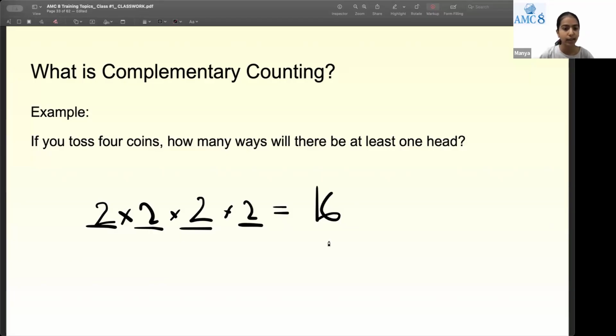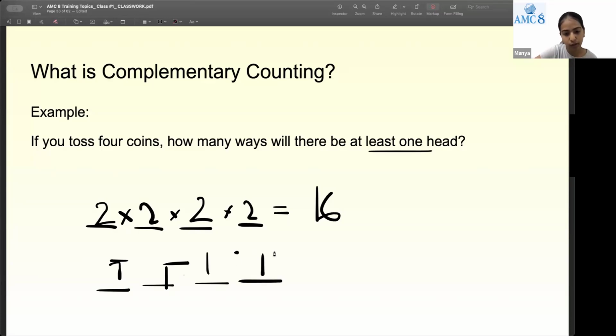But now they're asking us, how many ways will there be at least one head? So what's the opposite of having at least one head? By at least they mean that there can also be all of the heads, 3 of the heads, 2 of the heads, 1 of the heads. But what's the opposite of all of that? It's 0 heads. Meaning that has to be all tails. Tails, tails, tails, tails. So there's 4 tails here.